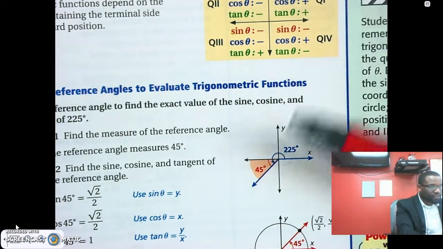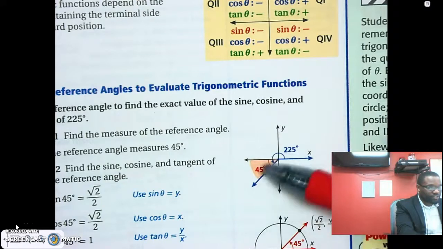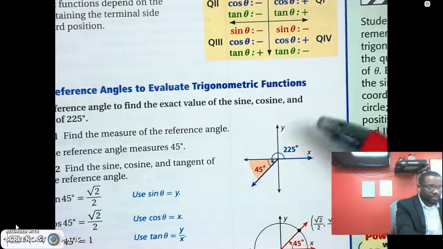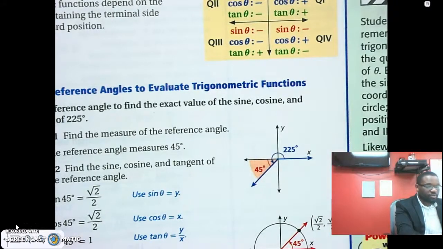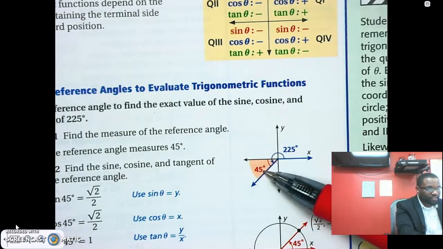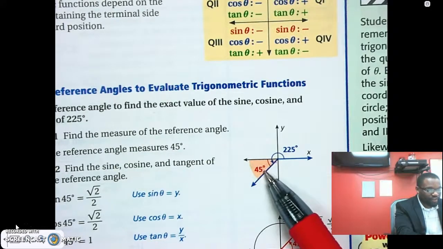And so what's the difference between 180 degrees and 225? Because this line right here is 180 degrees. Okay, remember, half a circle is 180 and this is 225. The degree measure will be 45. So that's how they figured that out. Okay, this is 45 degrees. So that's what they said step 1 is, to find the measure of the reference angle, which is 45 degrees.